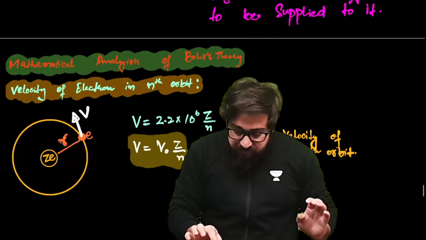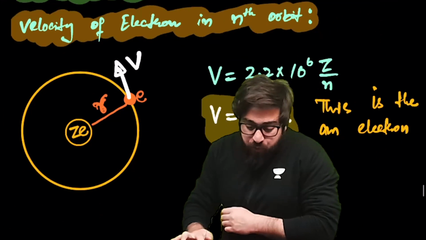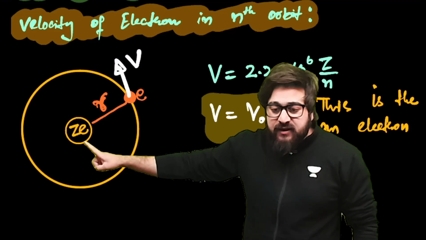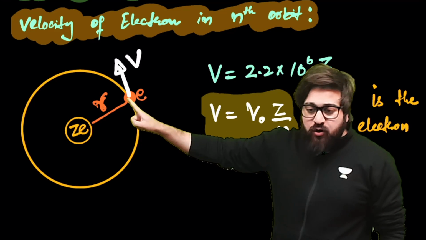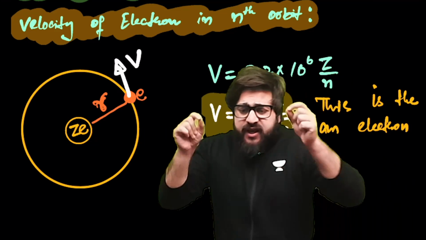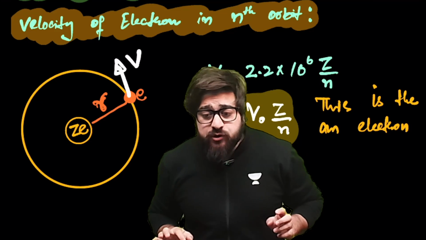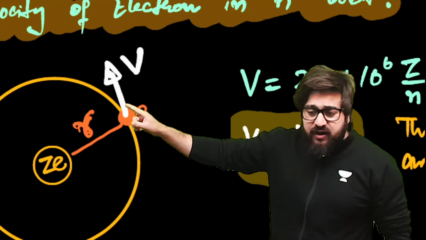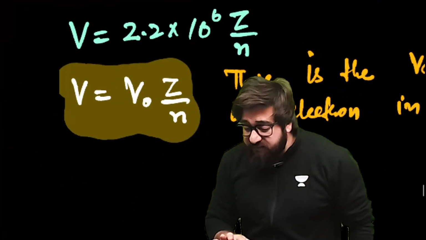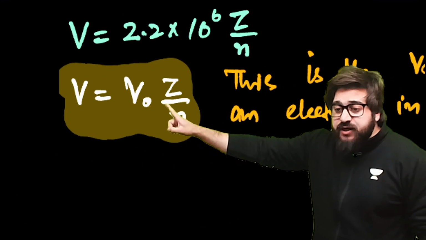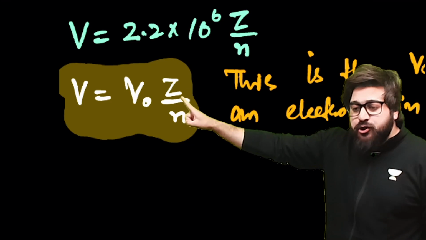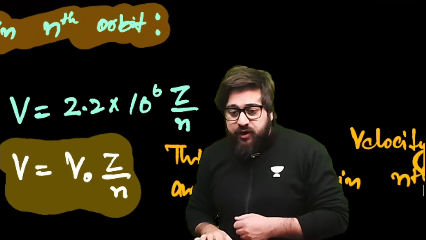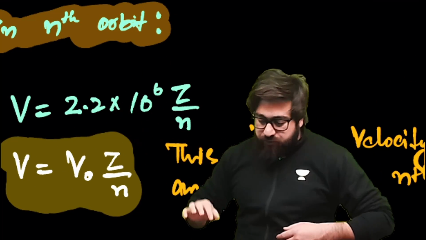Okay, now the mathematical analysis of Bohr's model. Let's suppose we have an atom. This is the nucleus, and the electron is revolving around the nucleus. If the electron is revolving in the nth orbit, how much is its velocity? Its velocity is v = v0 Z/n. Z is the atomic number, n is the nth orbit, which orbit you are talking about. The value of v0 is 2.2 × 10^6.